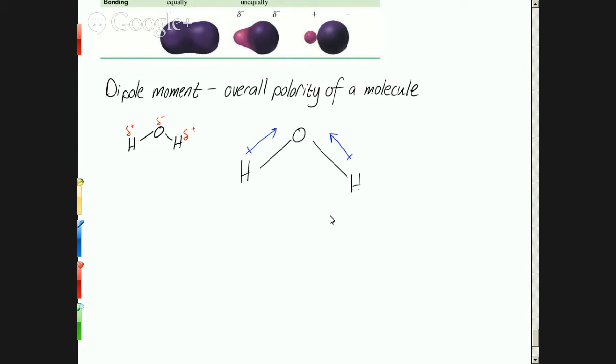Then we can actually add these vectors together to get the overall dipole moment of the molecule. That is, is it overall polar or not? So in this case, we take one, and then we take the other one, head to tail, and we say, okay, overall this molecule is going to have a dipole in this direction. So the overall dipole of this molecule looks like this. And we would say that not only are the individual bonds in this molecule polar, but the overall molecule altogether is polar. And we would call this a polar molecule.